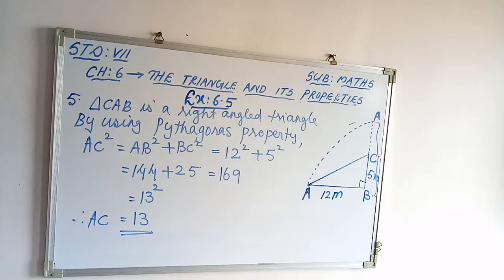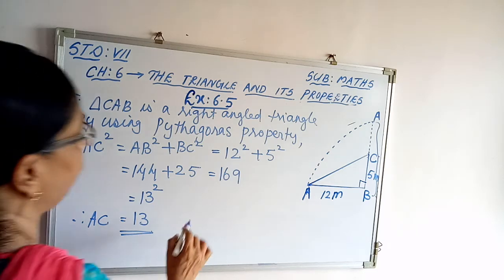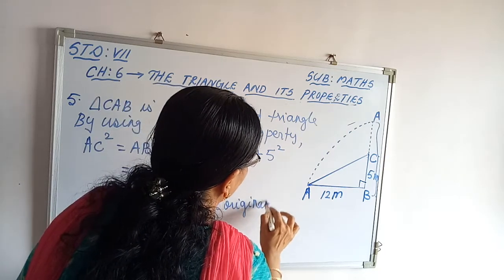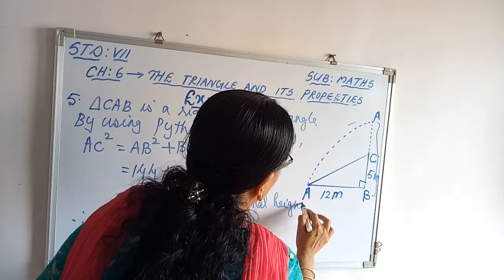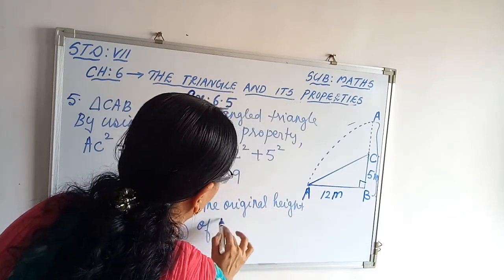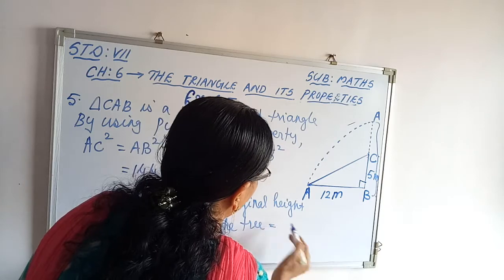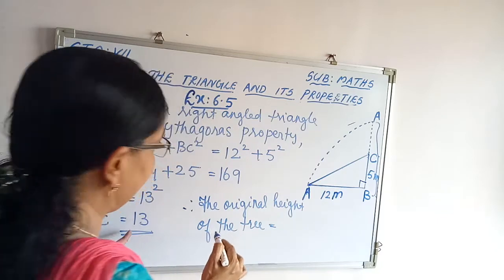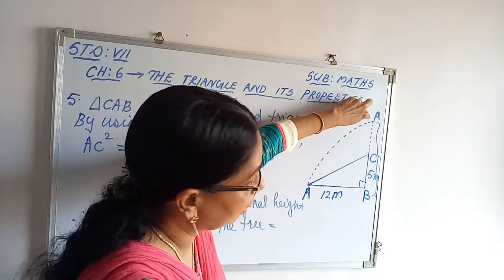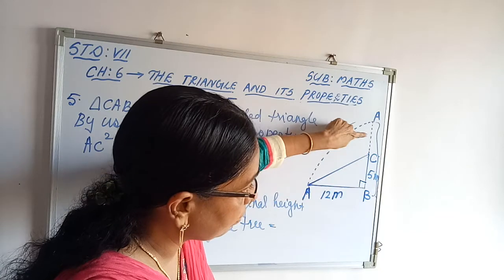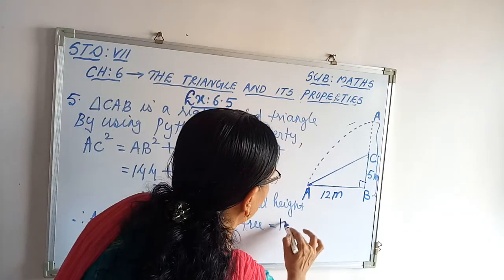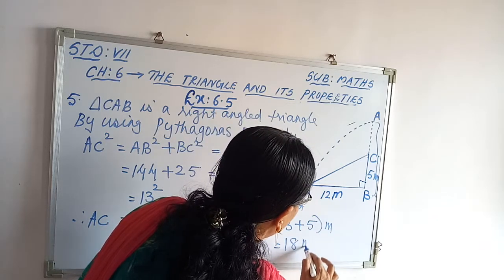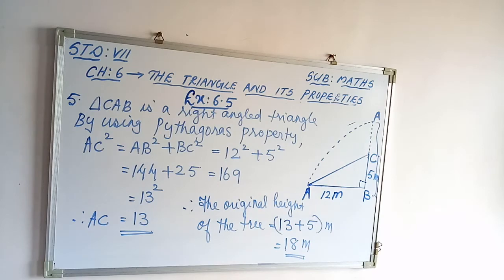Now, what is the original height of the tree then? Therefore, the original height of the tree is equal to the AC part. How much did we get? 13. That means this much part is 13. So original height is AB, that is 13 plus 5. 13 plus 5 meter, that's equal to 18 meter. That's the original height of the tree.